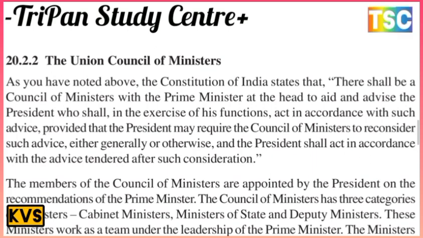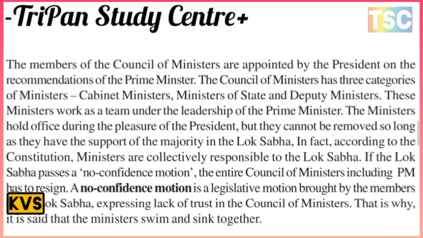This is important. The members of the Council of Ministers are appointed by the President on the recommendation of the Prime Minister. The Council of Ministers has three categories of ministers: Cabinet Minister, Minister of State, and Deputy Minister. These ministers work as a team under the leadership of the Prime Minister. The ministers hold office during the pleasure of the President, but they cannot be removed so long as they have the support of a majority in the Lok Sabha.